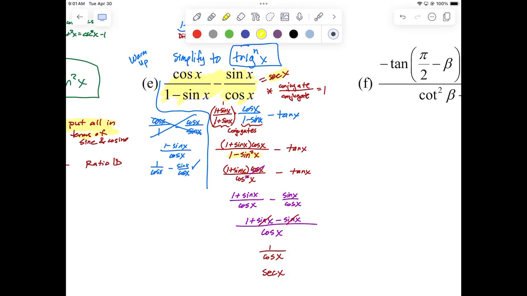Okay, let's do that again. Conjugate over conjugate sets up a difference of squares, and the difference of squares sets up a Pythagorean substitution. All right, that's why we do it.